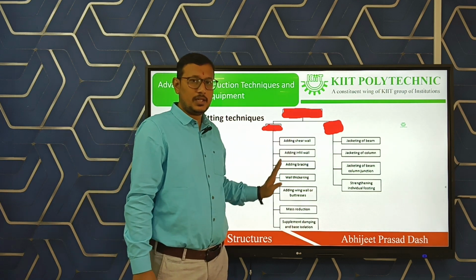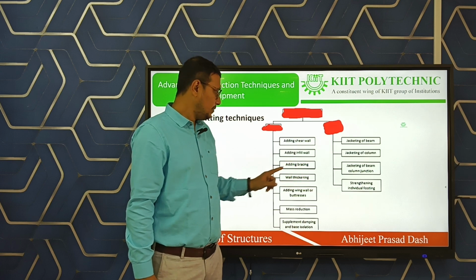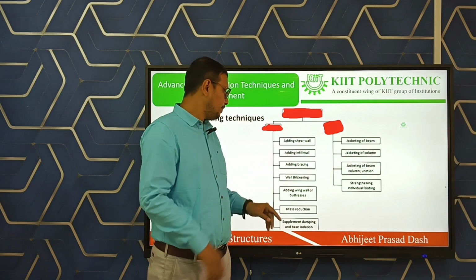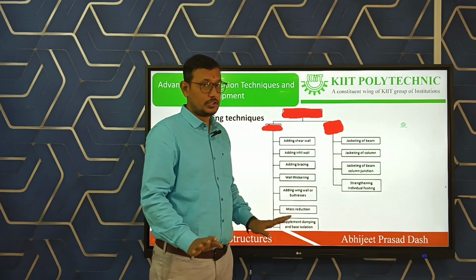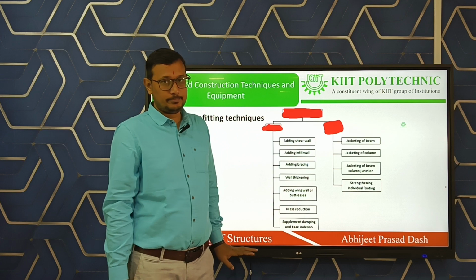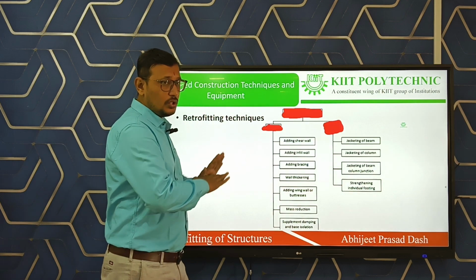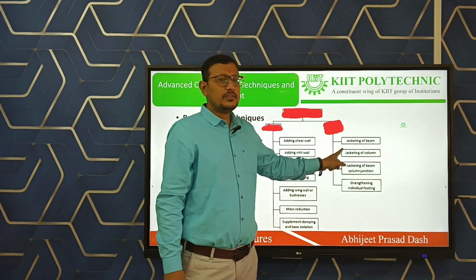Adding shear wall, adding infill wall, adding bracing, wall thickening, adding wing wall or buttress, mass reduction, supplement damping and base isolation. These are done on the building as a whole. So that is global retrofitting. What is local retrofitting?